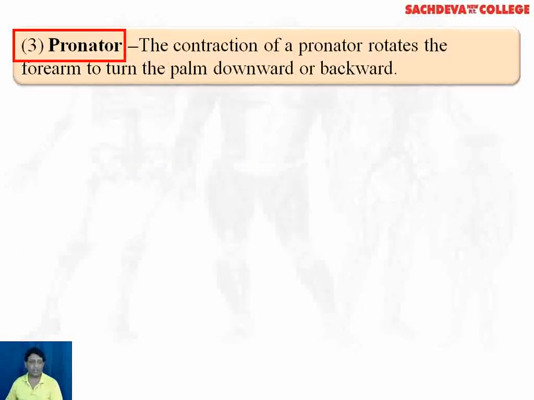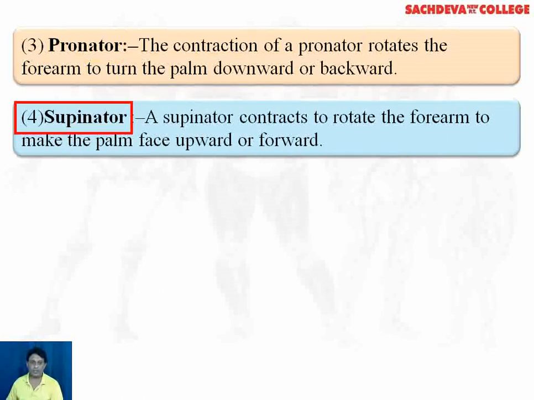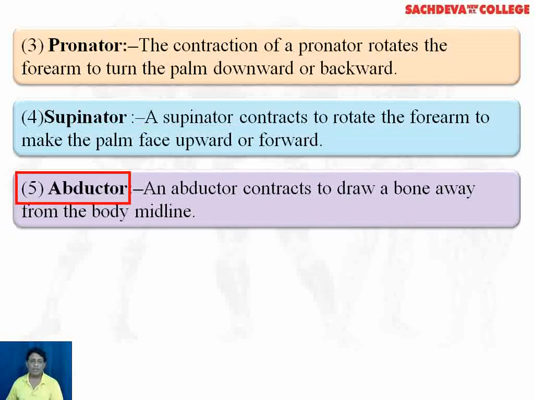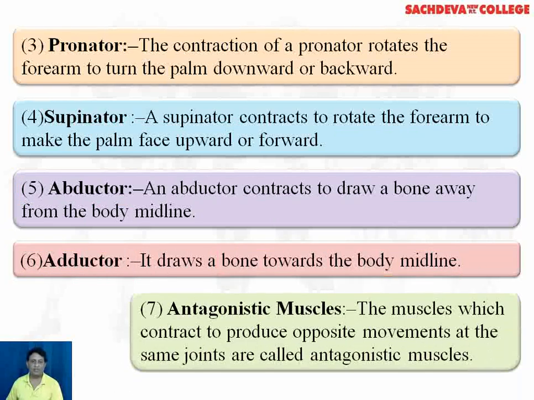Could be a pronator. The contraction of a pronator rotates the forearm to turn the palm downwards. Or it could be a supinator. A supinator contracts to rotate the forearm to make the palm face upwards. It could be an abductor, which contracts to draw a bone away from the body midline, or an adductor. It draws a bone towards the body midline.